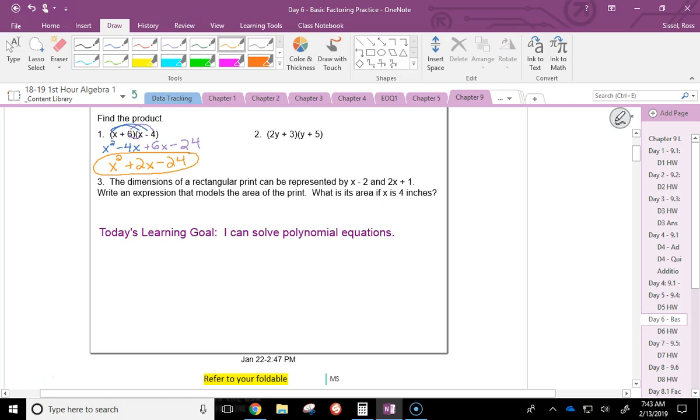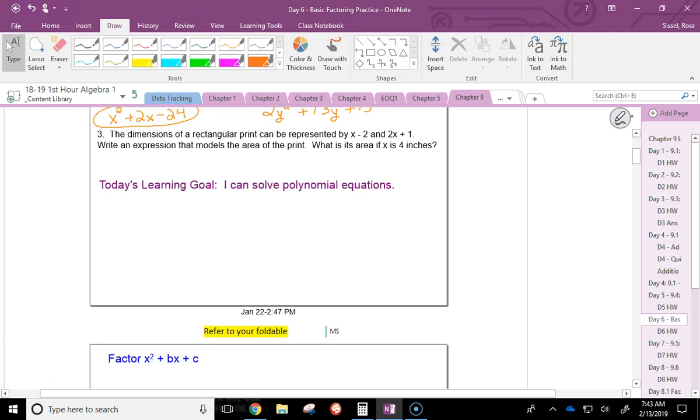Number 2, anyone have enough courage? What did we get? Tatum, what did you get? 2y squared plus 13y plus 15. 2y squared plus, what did you say? 13y plus 15. That's correct. If you're looking, 2y squared, we would have had 3y and we would have had 10y. So 10y plus 3y is 13y. And then 3 times 5 is 15.